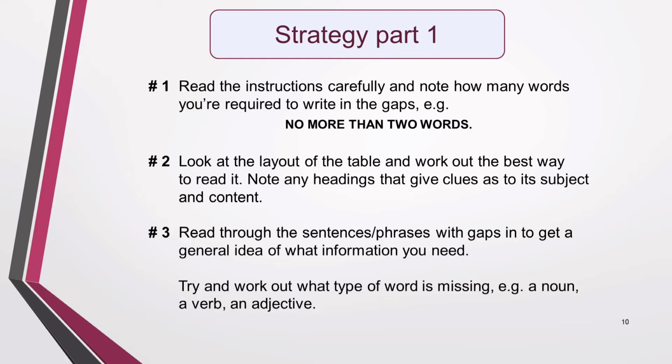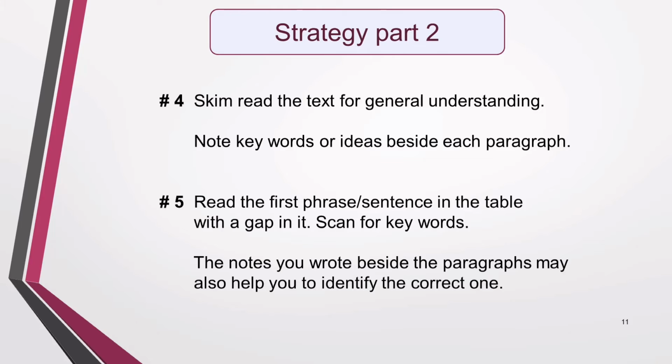Then, quickly read through the sentences or phrases with gaps in to get a general idea of what information you'll be looking for in the text. Try and work out what type of word is missing in each case, such as a noun, a verb or an adjective. Then skim read the text to get a general understanding of what it's about and note key words or ideas beside each paragraph. This will help you to quickly find the information again later.